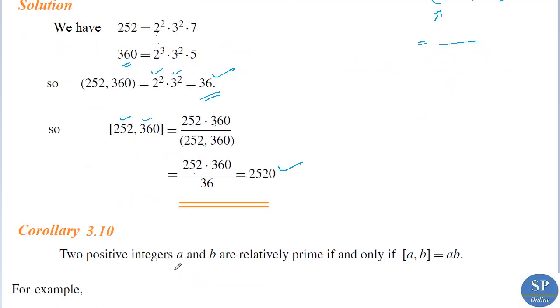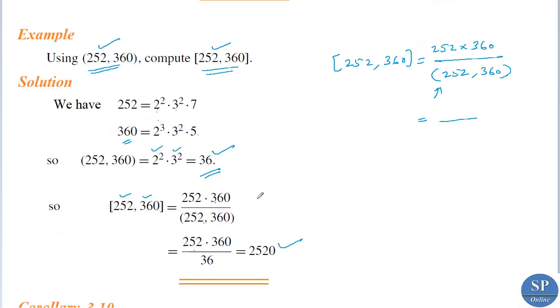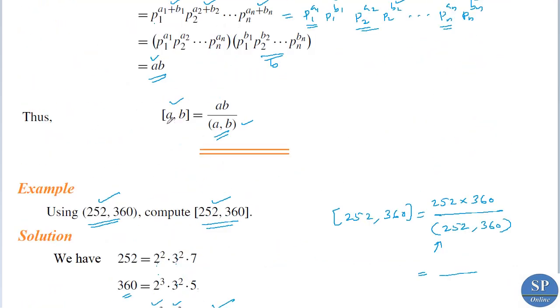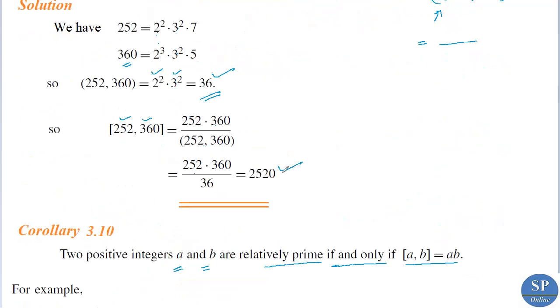Now we have a corollary. Two positive integers a and b are relatively prime if and only if the LCM of a and b is equal to a into b. It is directly obtained from this theorem, because we have the LCM of A and B is equal to AB divided by GCD of A and B. But here, if they are relatively prime, then the GCD of A and B is equal to 1. So from the previous theorem, the LCM of A and B is equal to A into B divided by the GCD of A and B, which is equal to AB divided by 1, that is AB.